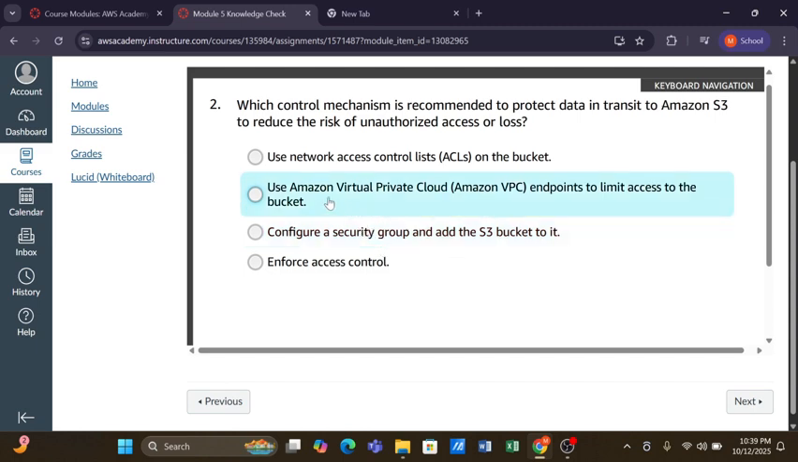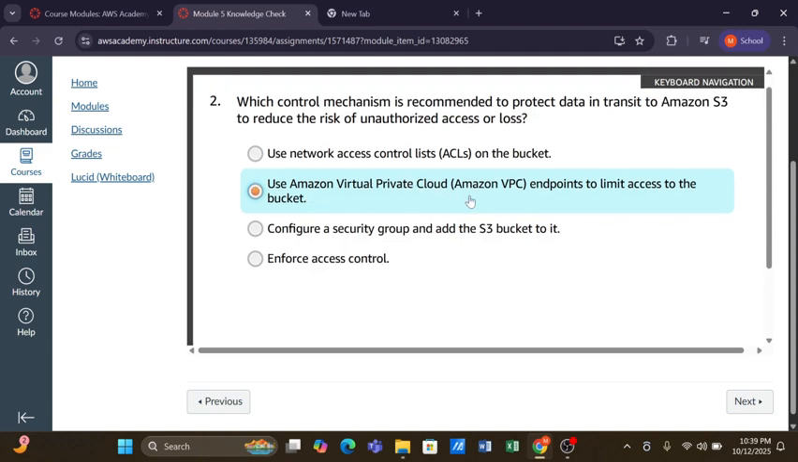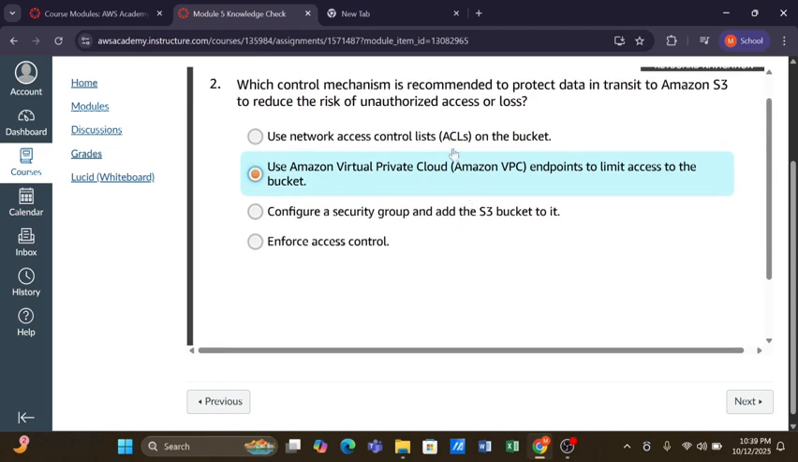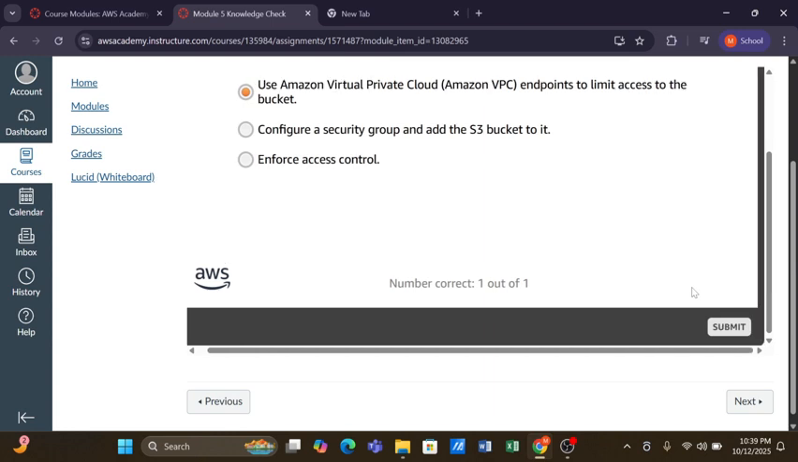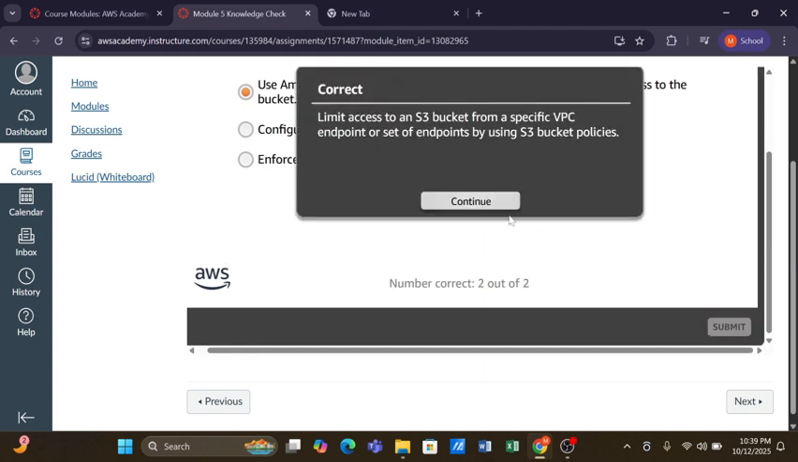So use Amazon VPC endpoints to limit access to the buckets. This is a better control mechanism from a security perspective to reduce unauthorized access or loss of data which is stored in S3. Yes, that is correct. So now moving on to the next question.